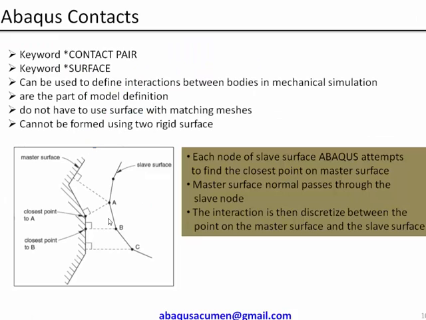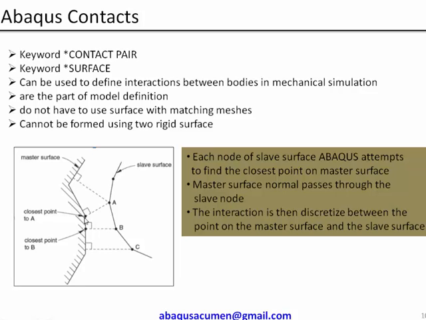Now let's get into more of an Abaqus point of view. Before going into detail about the different keywords used in Abaqus, let's try to understand the philosophy Abaqus uses. Here is a simple example which I took from the Abaqus manual. You have a slave surface and a master surface, and on the slave surface we have some nodes like A, B, C. For each slave node, Abaqus attempts to find the closest point on the master surface. For example, for A, it will try to find the closest point on a master segment.